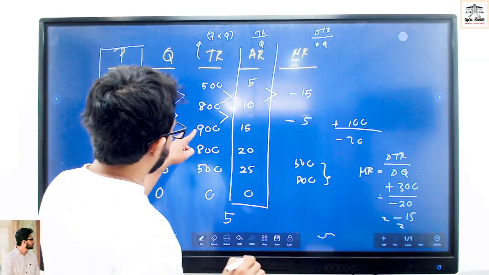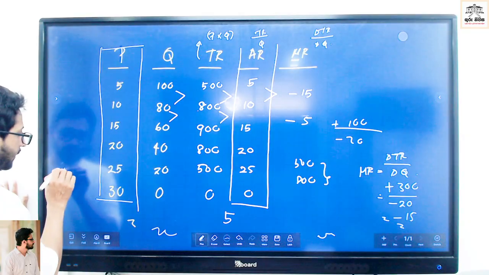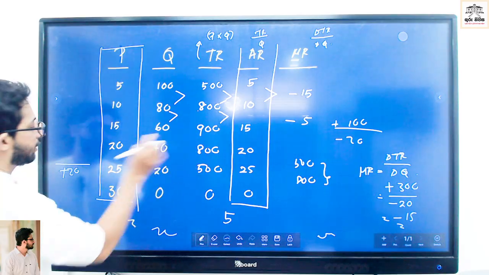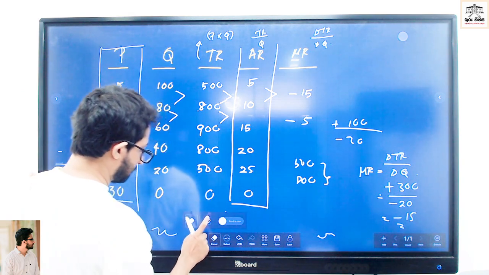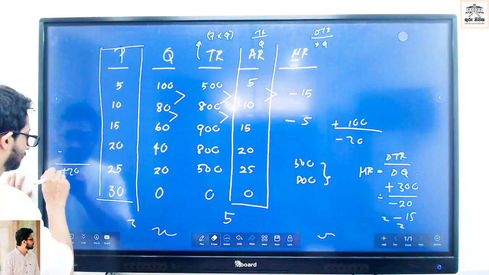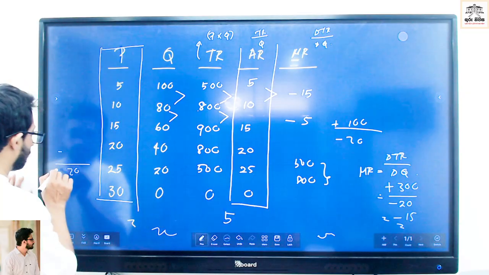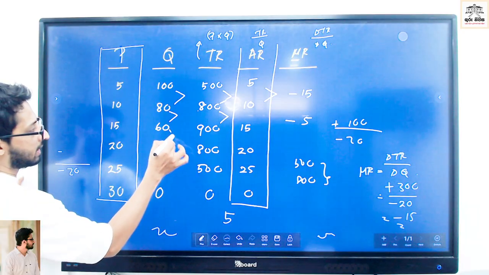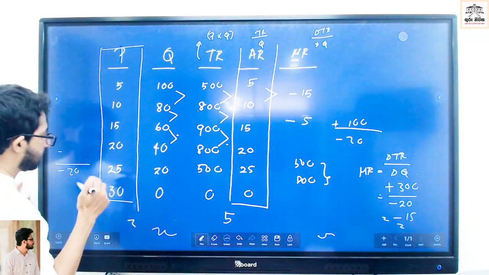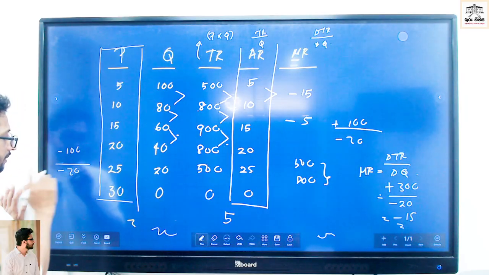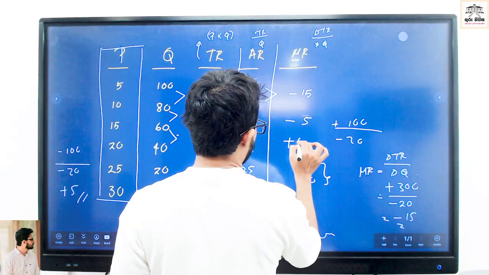Then you can see when moving from 60 to 40, output decreases by 20 units, minus 20. Total revenue also falls, 900 now 800, then minus 100. Minus 100 over minus 20 means it should be plus 5, right? Here marginal revenue should be plus 5.